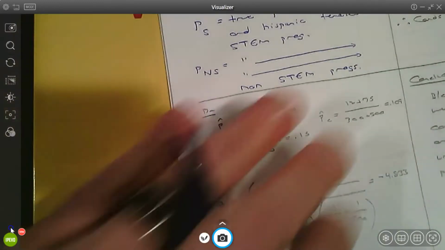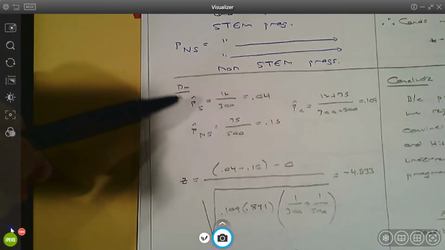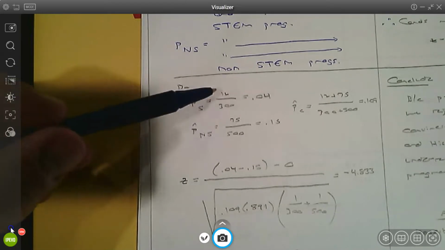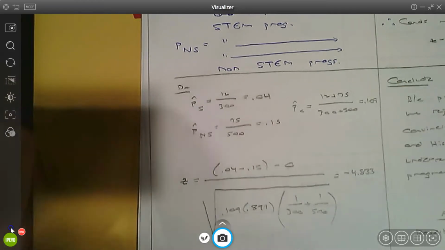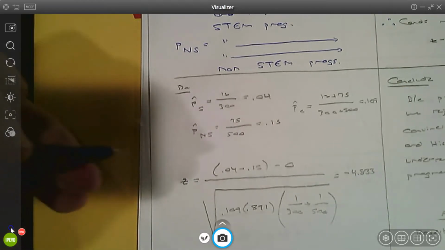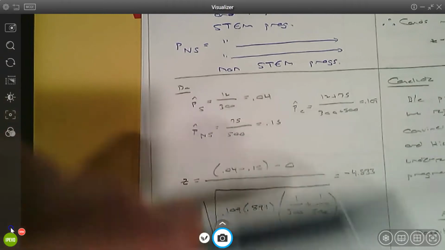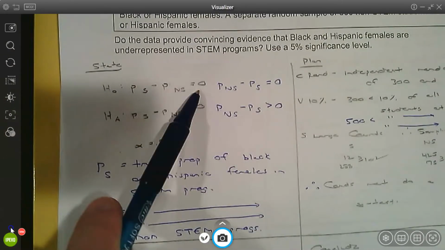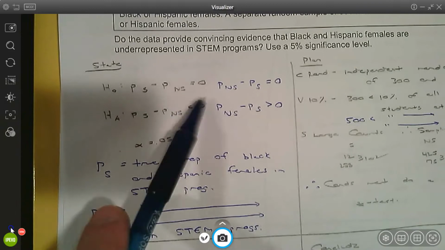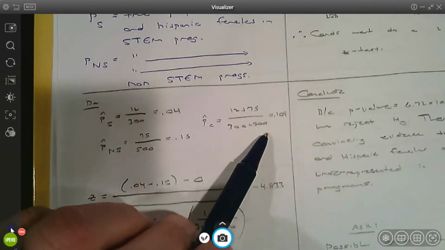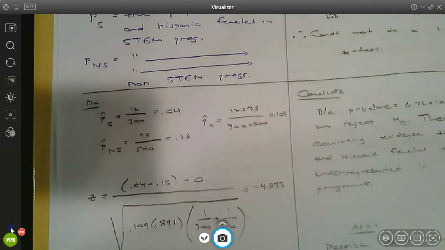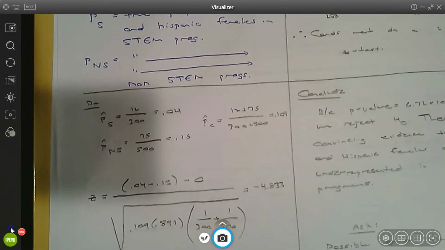Let me get this out of the shadow here. The proportion of STEM students who are Black or Hispanic females, 12 out of 300, 4%. Non-STEM, 75 out of 500, 15%. I have to get this combined estimate. And going back to why, we're assuming if the difference is 0, that these proportions are the same. If they're the same, we're getting a combined estimate. So overall, out of all 800 students we sampled, almost 11% of them are Black and Hispanic female students.